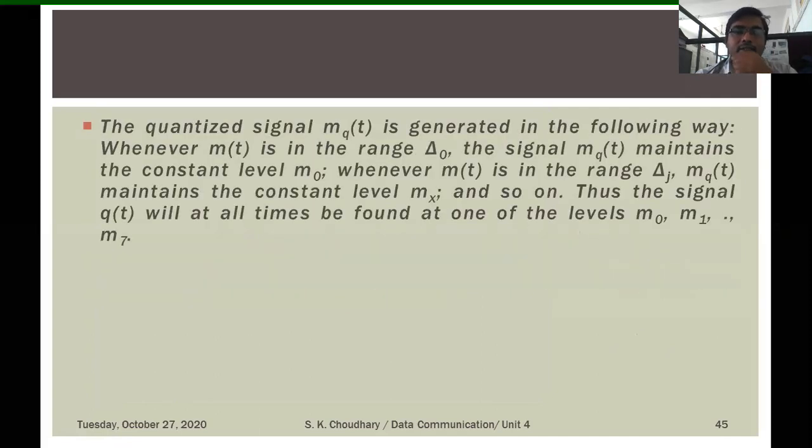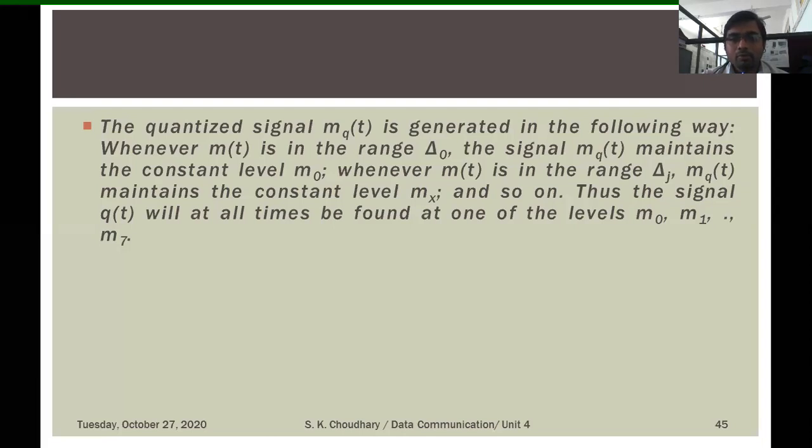So the quantized signal MQ(t) is generated. Again I am repeating here: whenever m(t) is in the range of delta naught, that is the lowest level, the signal mq(t) maintains its constant level m0. And whenever m(t) is in the range of delta j, j could be any value from 0 to 7, mq(t) is maintained at its constant level mj. Depending upon the value, it changes its level, and so on. That's the signal mq(t).